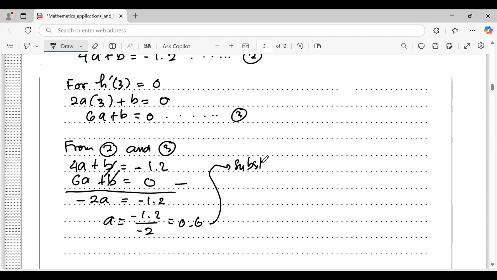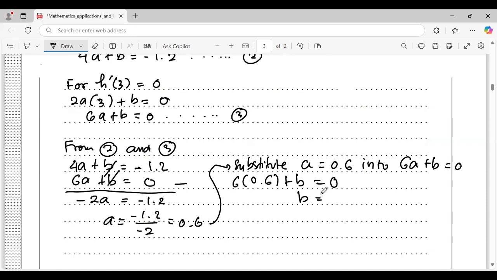And after that, substitute a equals 0.6 into 6a plus b equals 0. So substitute 6 times 0.6 plus b equals 0. So b equals minus 6 times 0.6, which is minus 3.6. So that is b. And how to find c?